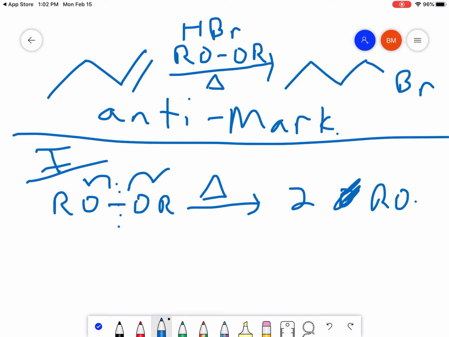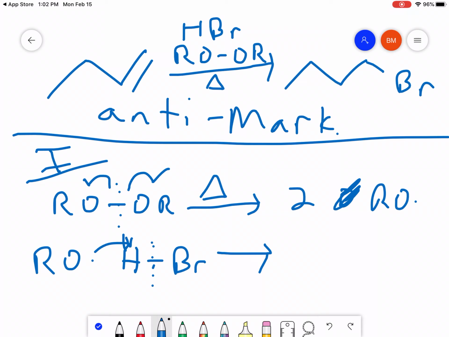All right. There is one more step in initiation. You're going to take one of those RO radicals, and it's going to react with your HBr. It is just very simply going to abstract a hydrogen radical, right? So it's going to grab on, whoops, single-headed arrow, sorry. It's going to grab onto an H radical to form an alcohol, which we don't care about anymore. But more importantly, it's going to form a Br radical.